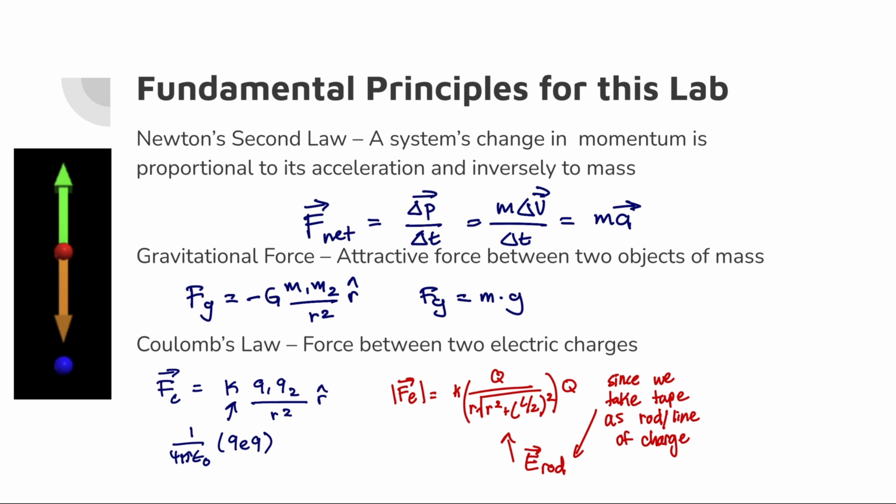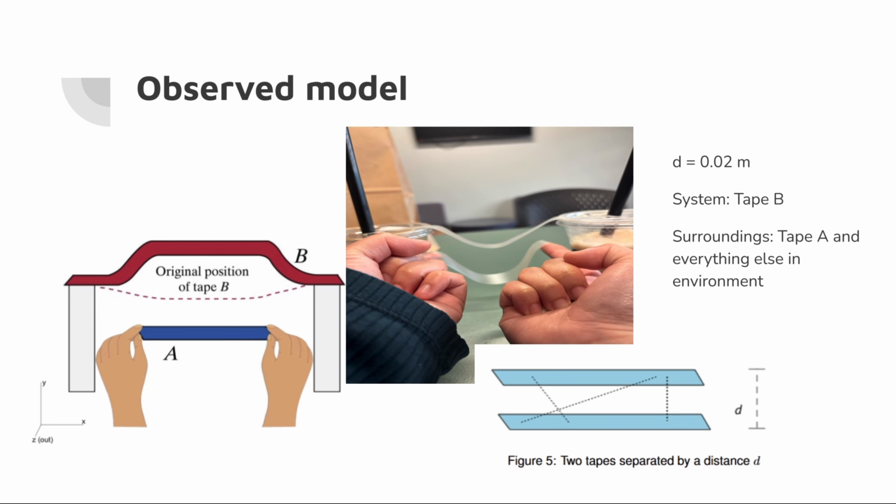But for this week, we're going to use a more sophisticated model, using the electric force of a rod in order to take that tape and get a better view of what the electric force would be. The observed model is the same as last week: the position of tape B and tape A. We float tape B as our system, and the surroundings are tape A and everything else, and the distance between them is about 0.02 meters.